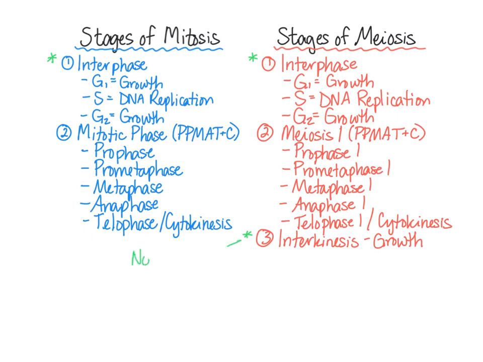So no DNA replication. And this is really important, so make sure that you write this down, put a star next to it, maybe highlight it, that there's no S phase, so no DNA replication happening during interkinesis. And we'll talk about why that's significant when we get into the nitty-gritty details of what happens during meiosis. Now, after interkinesis, we have meiosis II.